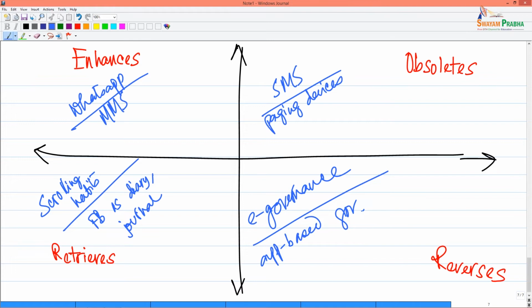So, the four aspects that the smartphone enhances, WhatsApping, obsolesces SMSing or paging devices, retrieves scrolling habits and reverses into e-institutions, e-governance, happen simultaneously. In other words, the implication of the new media, McLuhan suggests, has to be considered in terms of what it simultaneously enables us to do, and what it is disapproving of, what it gives us and takes away from us. So, this is the simultaneity.